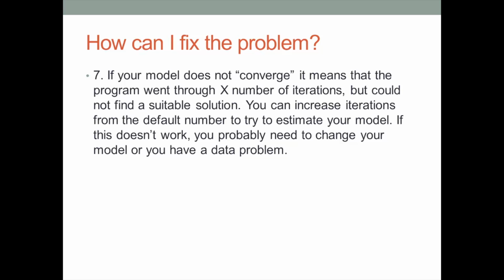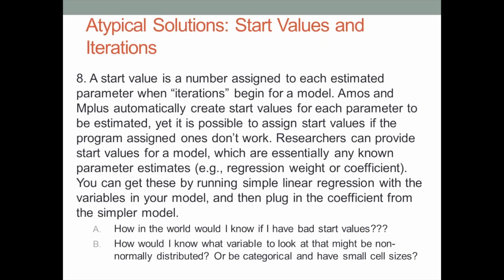At any rate, you can increase iterations, and if you increase iterations up to 500 or 5,000 or 50,000, if there's a problem with your model, usually it will stop iterating before you reach that number, and it will still tell you that you've got a problem. And then you know that you've got a problem with your model, that it's not something going on behind the scenes with the number of iterations. There are a number of atypical solutions.